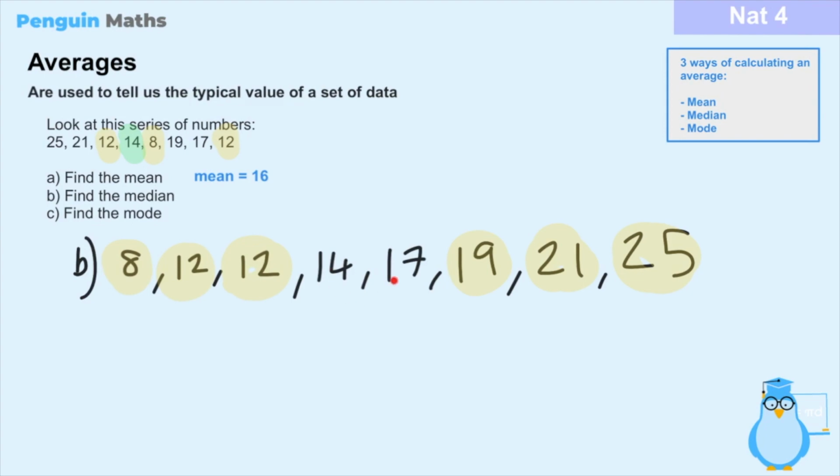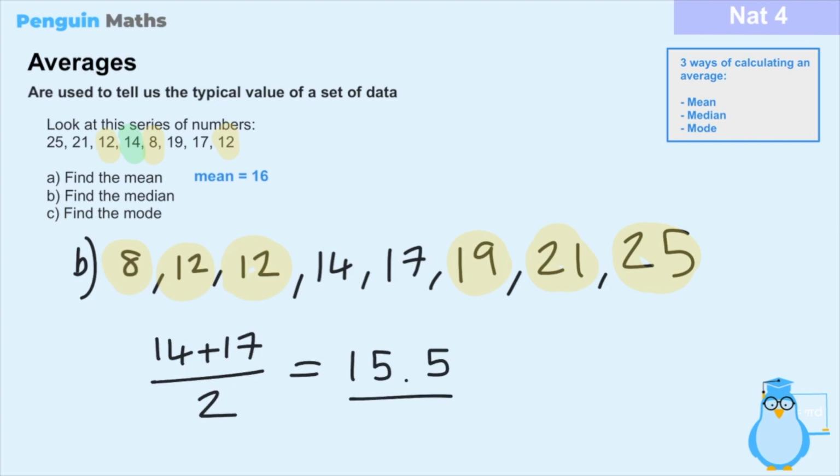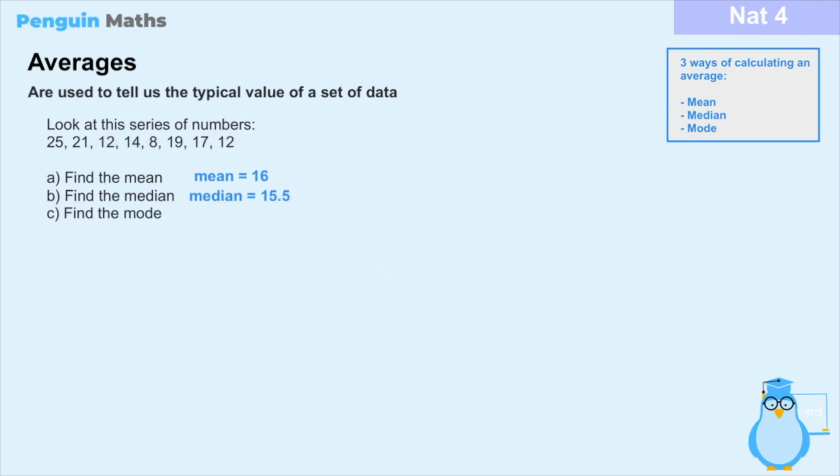So we can see here that 14 and 17 are the middle 2 numbers because we have 3 numbers to either side of them. And to get the halfway point, we just simply do 14 plus 17 divided by 2, and that gives us an answer of 15.5. So that means that the median is equal to 15.5. And then finally for part C, to calculate the mode, we have to look at which number occurs the most often. And we can simply see that because 12 occurs twice, and that's more often than any other number, then for this set of data, the mode is just equal to 12.